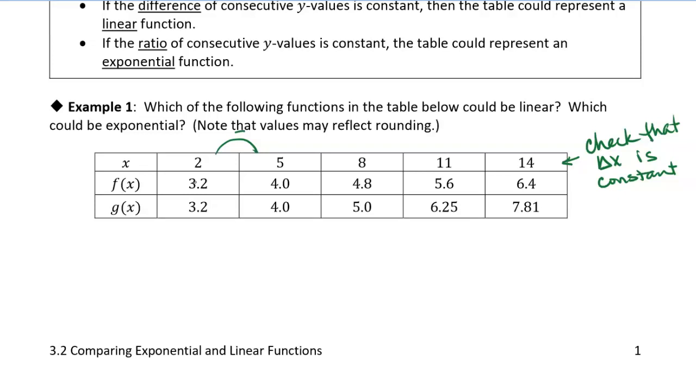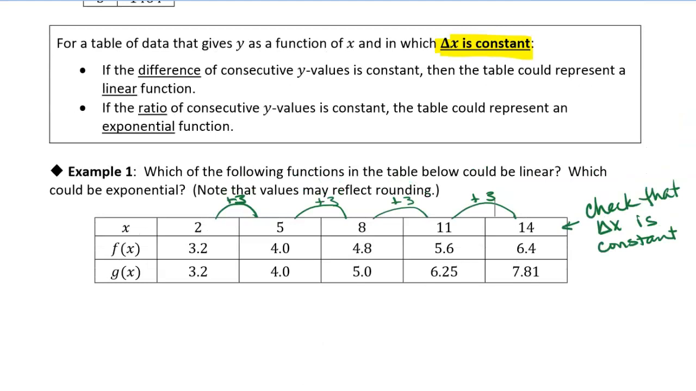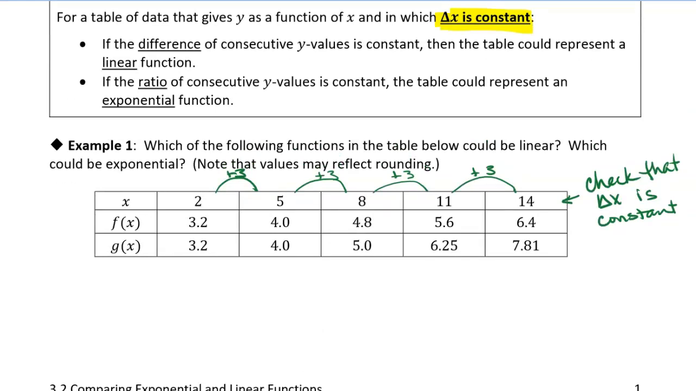Right here, the delta x is 3, and then it's going up by 3, and it's going up by 3, and so on. If we take the difference between consecutive x values, it's just 3. So we do have a constant delta x. So we can use what we just learned, which maybe I should scroll up just a hair so you can see what it says. All right, if we have a constant difference between consecutive terms, then it's linear.